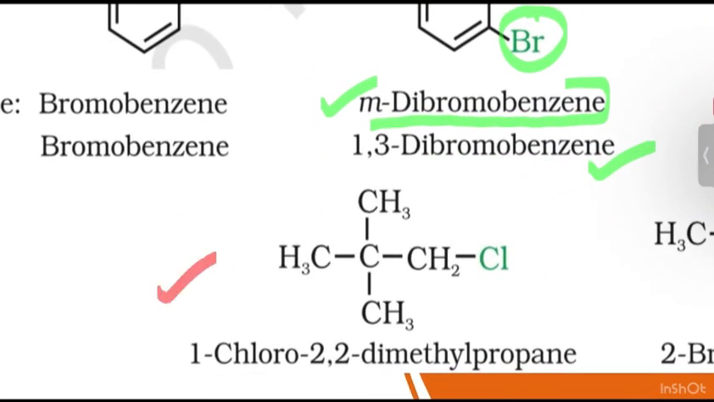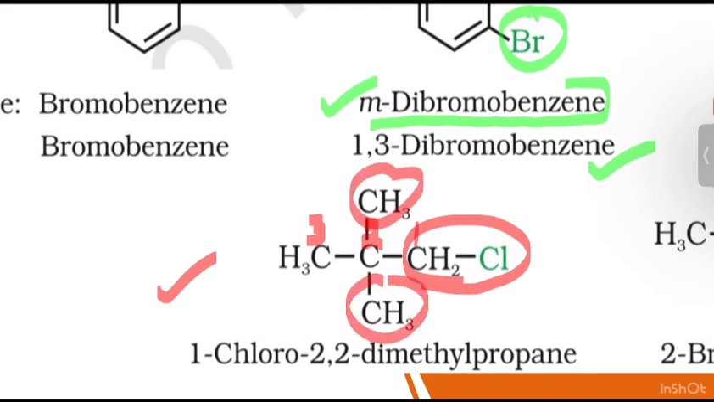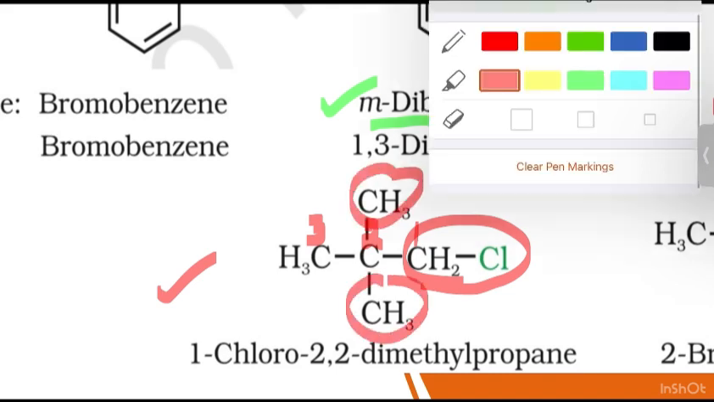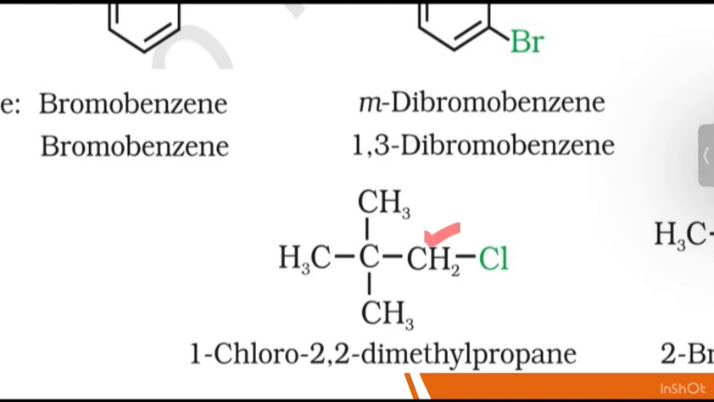Another simple one. You have to follow the simple rules. Choose the longest carbon chain, then start numbering from the side from where all the substituents, functional groups, everything is getting the lowest possible number. So this becomes 1-chloro. On the second, you can see 2 methyl groups, 2-dimethyl, and the chain is of 3 carbons. So it becomes 1-chloro-2,2-dimethylpropane.